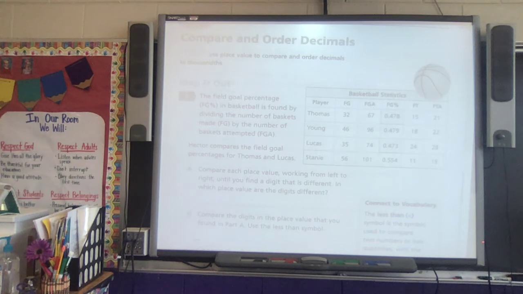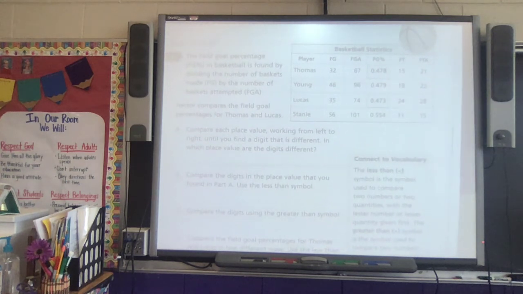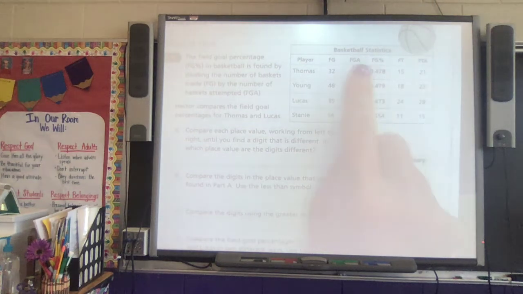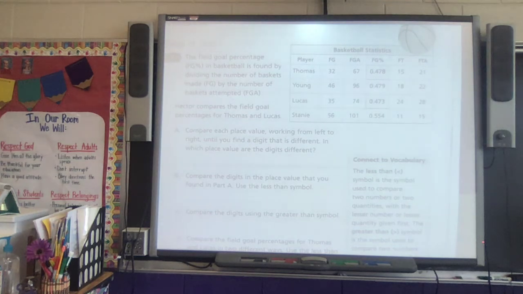Okay, so this starts out and says the field goal percentage in basketball, so that's what we see here in our chart, is found by dividing the number of baskets made by the number of baskets attempted. And Hector compares the field goal percentages for Thomas and Lucas. So there's a lot to look at in this chart, but we know that we're going to look at Thomas and Lucas and we're going to see their stats right here.